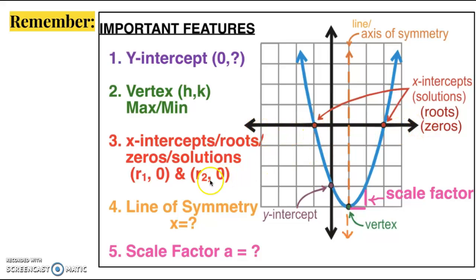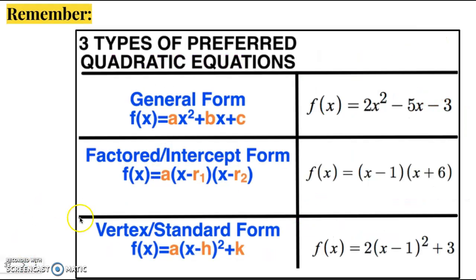So we're looking for 2 points, but we're trying to do it today without looking at the graph and only looking at an equation. In this video, we're going to talk about how to find the x-intercepts from factored form and from vertex form. First, we'll do factored form.